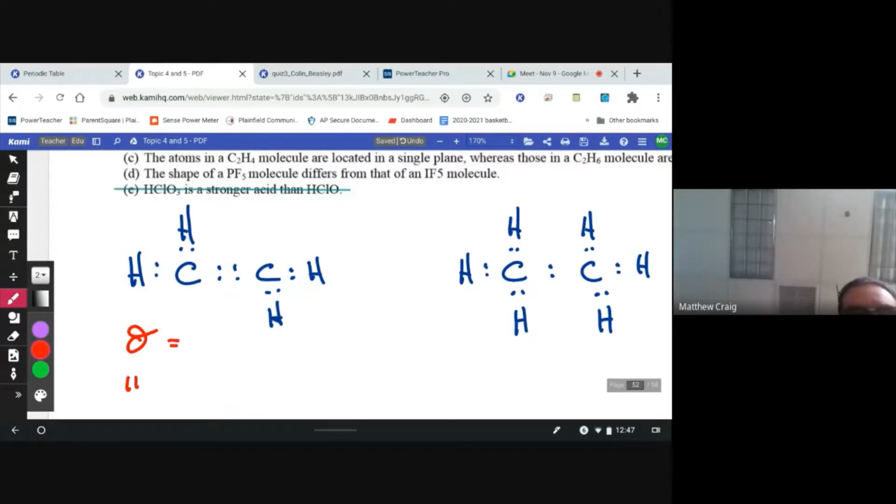How many sigmas and how many pies do we have in this shape right here? Five sigmas, one pi. The whole thing. Yeah, five sigmas, one pi.